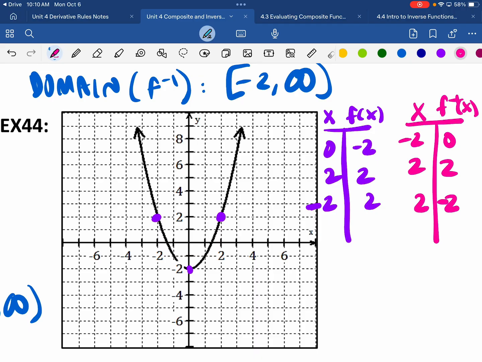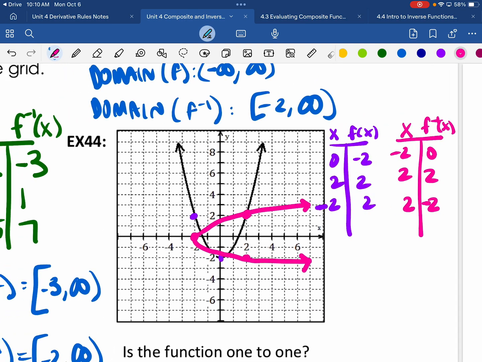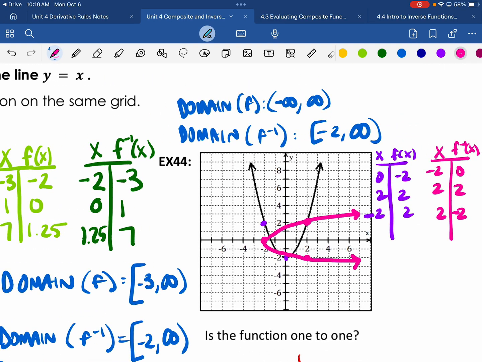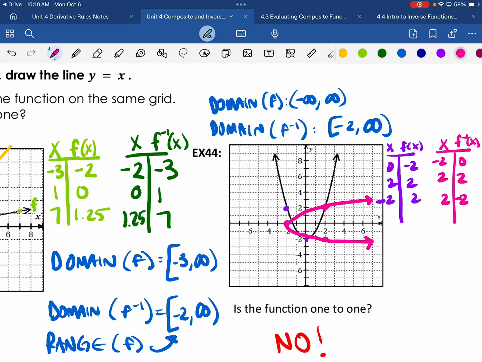All right, so I'm going to plot my points here. So -2, 0, 2, 2, and 2, -2. And it's going to be a similar shape, like that U shape. But remember, the domain should match up with the range of the original, and the inverse is probably not a function because the function is not 1-to-1. It didn't pass the horizontal line test, which all tracks with the picture that I drew.